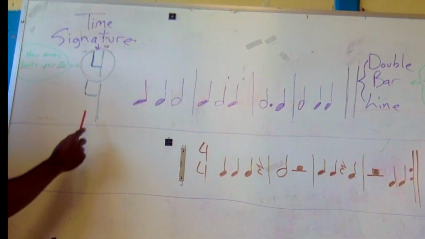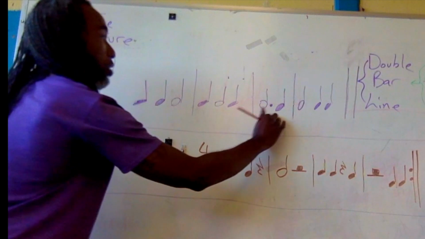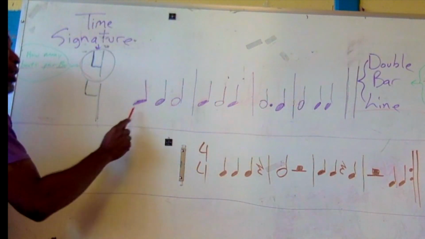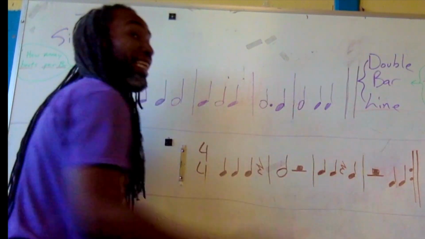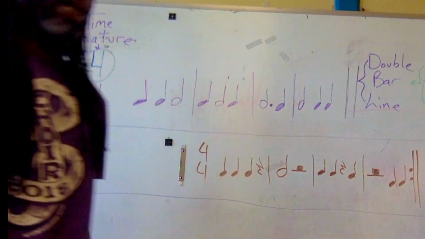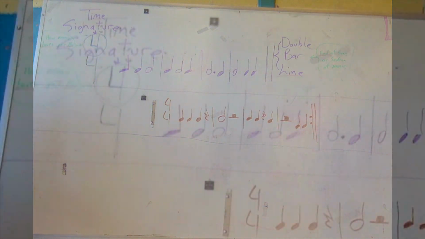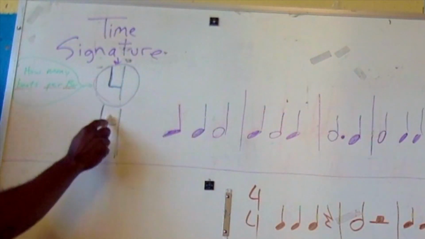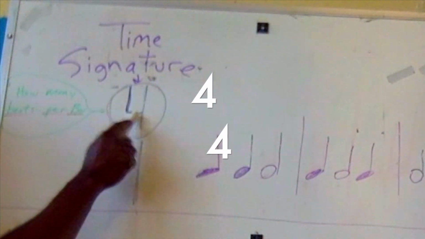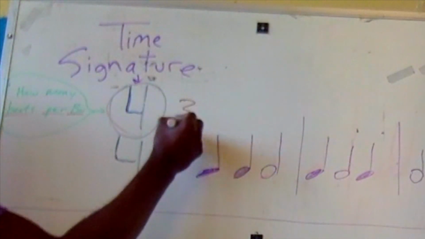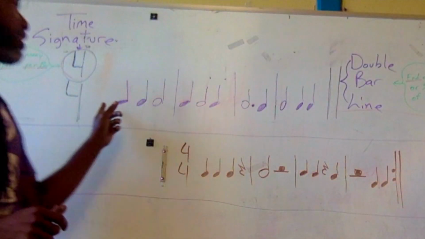So that means every time you have a bar, bar one, bar two, bar three, bar four, you're going to count one, two, three, four, in each one of those bars. All right? Now, this thing called time signature, the way you pronounce it, you say the top number and then the bottom number. This time signature will be called 4-4. Let me hear you say it. 4-4. What if it was like this? What would it be called? 3-4. Very good. Y'all are smart.